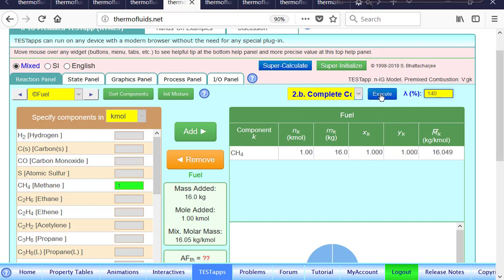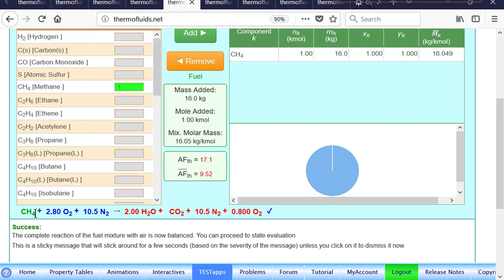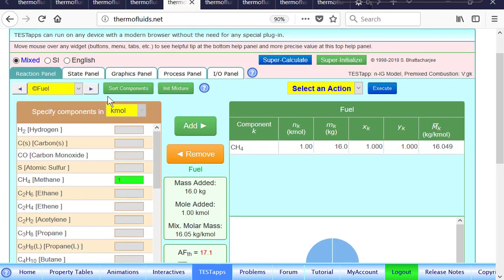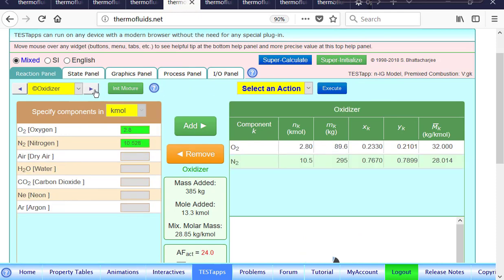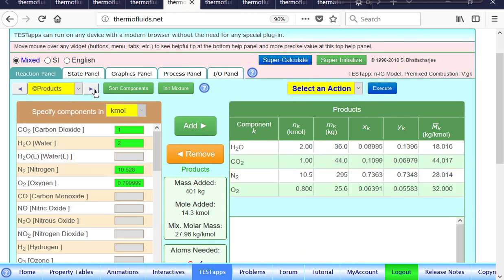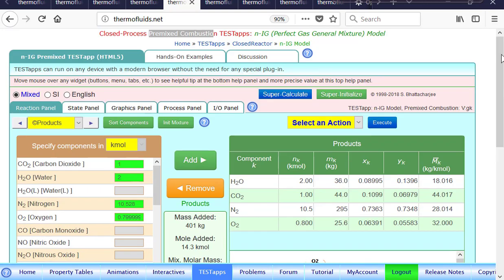With that, if I click the execute button, then the reaction is balanced, and you will see the reaction appears below here, and everything is done for us. So we don't have to set up the reaction. Oxidizer has been picked up, and the products, it's a complete reaction, and there is excess air, that's why oxygen is left. So it's a little bit more complex problem than it has to be, but let's go ahead.